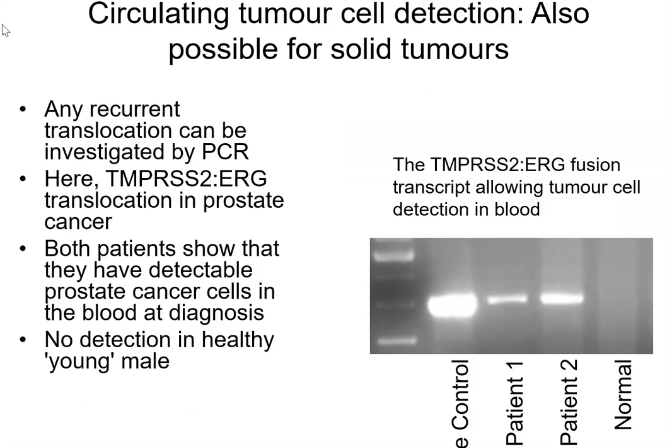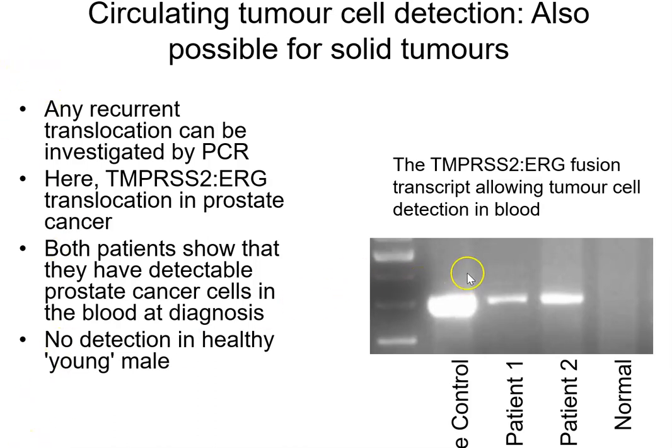So there's one other example where you can use a translocation to detect tumour cells in blood, and that's prostate cancer. In prostate cancer there's this very common translocation, TMPRSS2 fused to ERG. The TMPRSS2 gene is an androgen-driven gene. It's a serine protease. ERG is an oncogene that drives the cancer growth. And this recurrent translocation is present in the majority of prostate cancer patients.